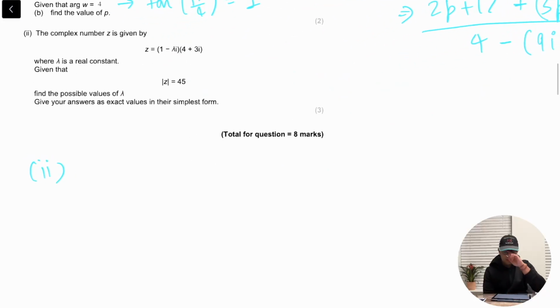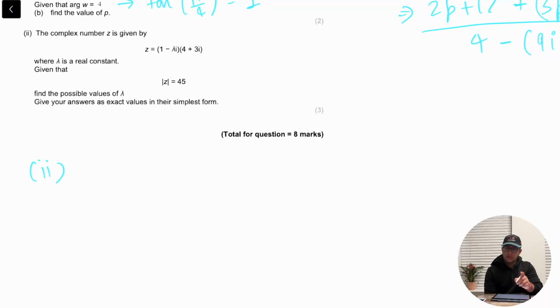Complex number z is given by z equals (1 plus lambda i)(4 plus 3i). So this is multiplying two complex numbers together. Lambda is a real constant. Given that the modulus of z is 45, find the possible values of lambda.